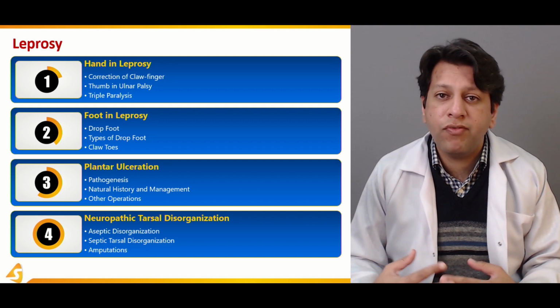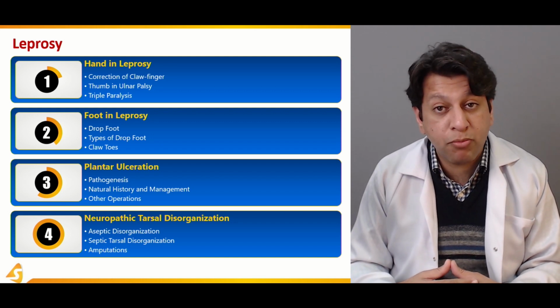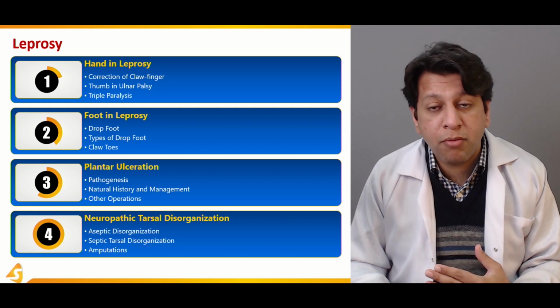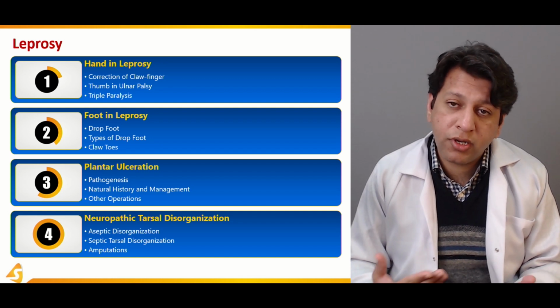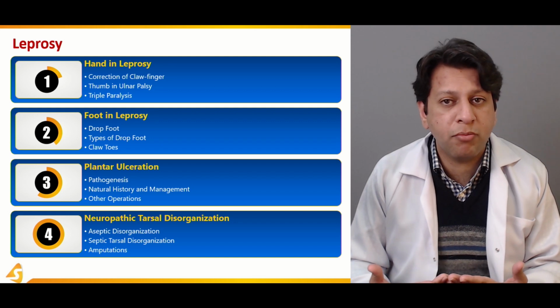Lastly and briefly, we'll be discussing the different types of amputation, that is the ray amputation, transmetatarsal amputation, Lisfranc amputation, and Chopart amputation.